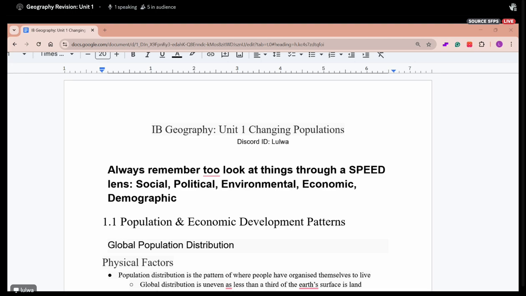It's a pretty good compilation of Unit 1 with case studies, with maps, with figures. So I've got you guys covered. Let's just say that. But yes, it is 10.